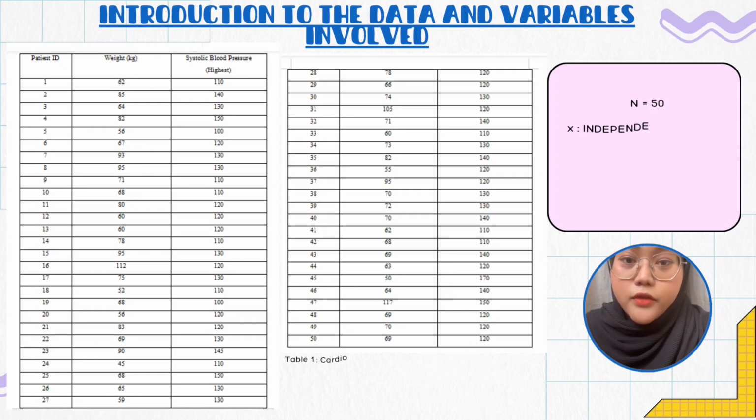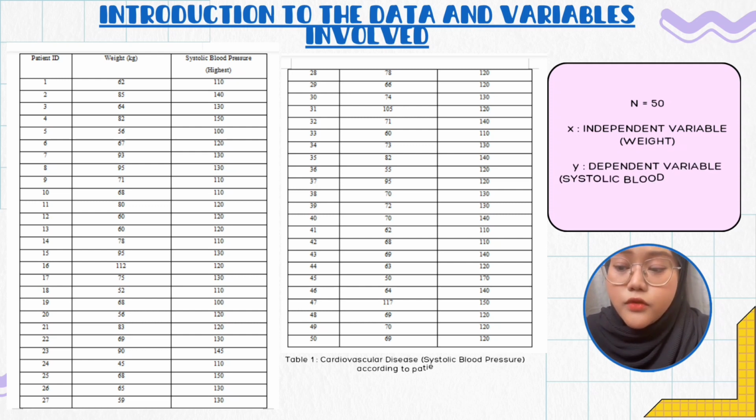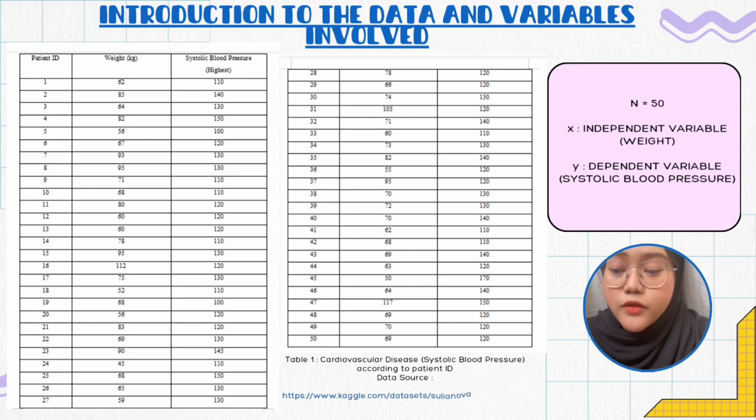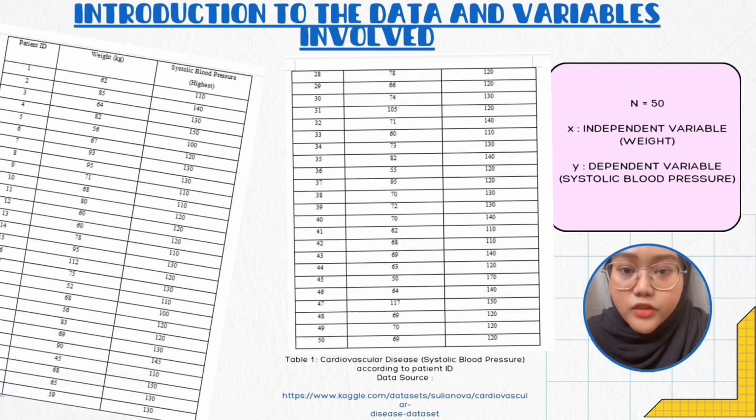Okay, so I am going to present part B, question 1 and question 2. The data we use is from kaggle.com, which is the data set about cardiovascular disease, systolic blood pressure according to the patient's ID. The sample size of this data is 50. The independent variable, which is X, is weight, while the dependent variable, which is Y, is systolic blood pressure.